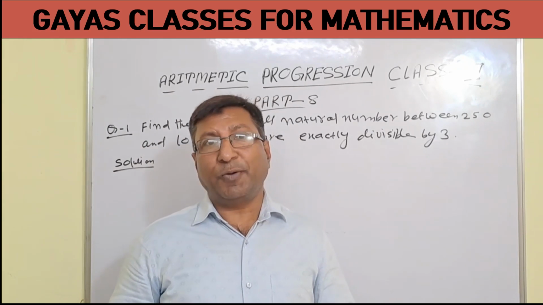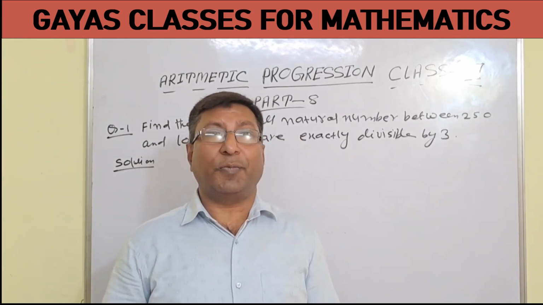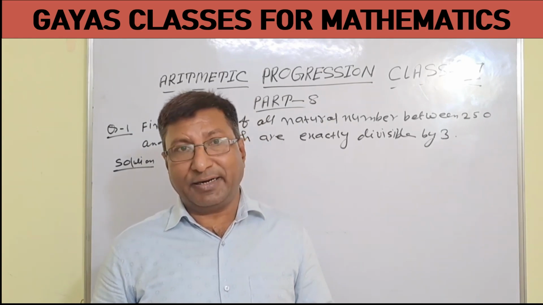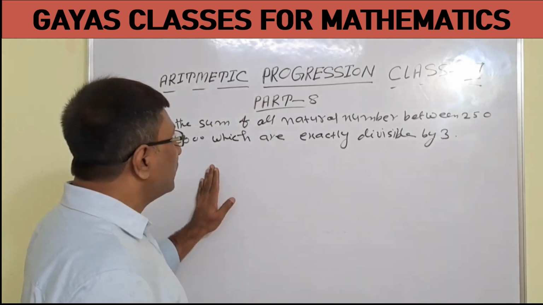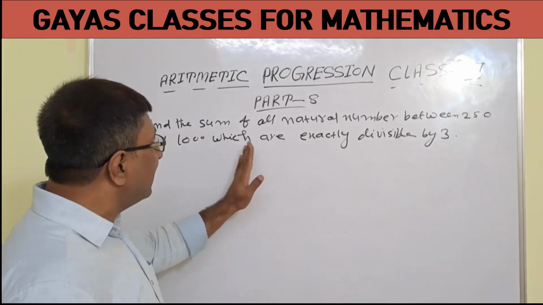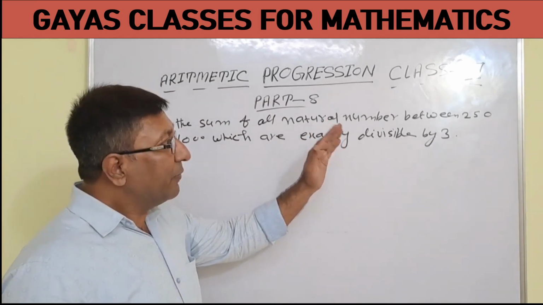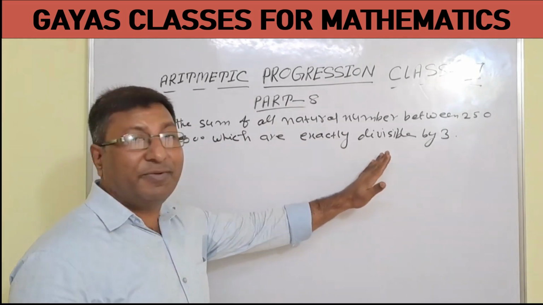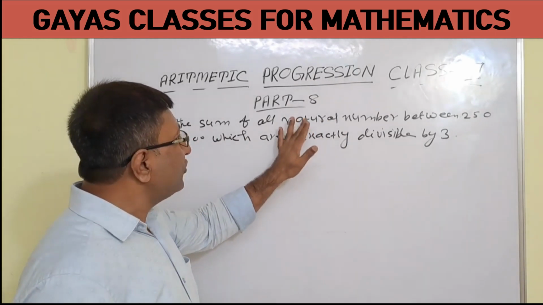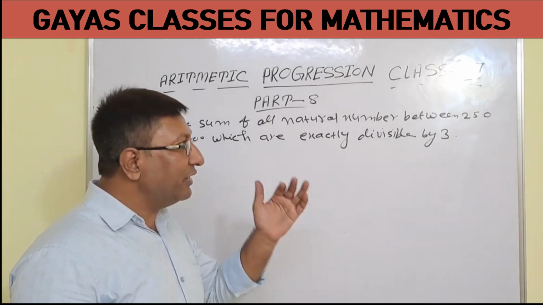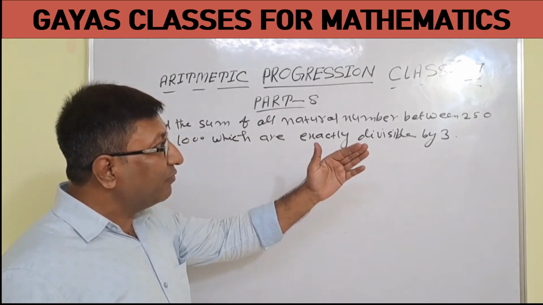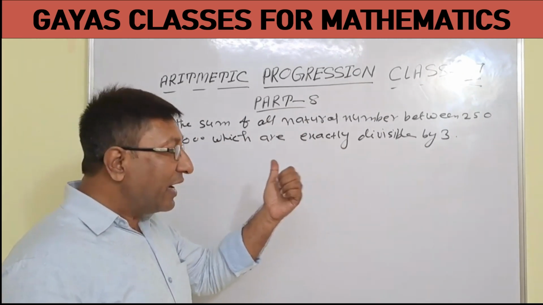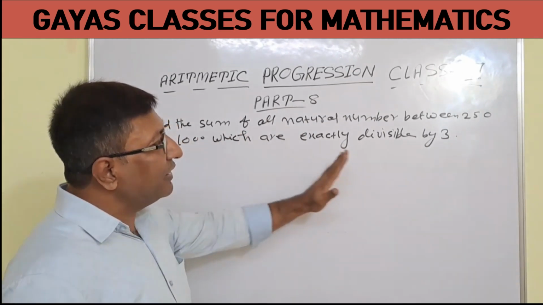Today we are going to explain a very important topic, that is arithmetic progression, class 11, part 8. Let us see. The first question is: find the sum of all natural numbers between 250 and 1000 which are exactly divisible by 3. You know a natural number is any counting number. So we have to take numbers greater than 250 and less than 1000 which are divisible by 3.